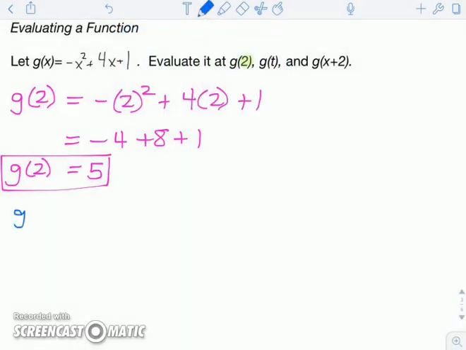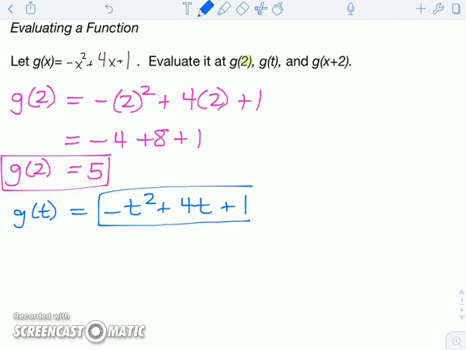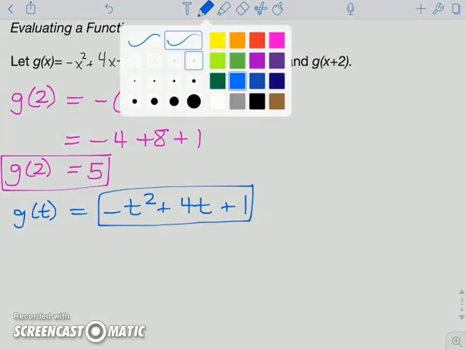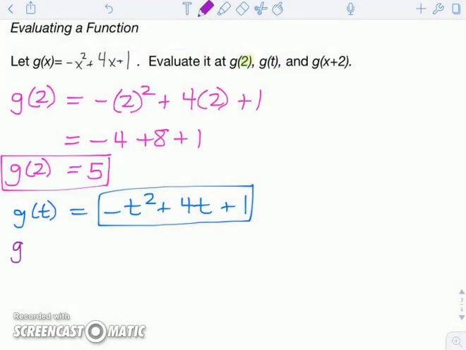G of t, literally all I would do is, instead of writing an x, I write a t. That is the function evaluated at t. I'm just changing the variable. So my last one, g of x plus 2, instead of writing x, I plug in x plus 2 anywhere I saw an x in the original.